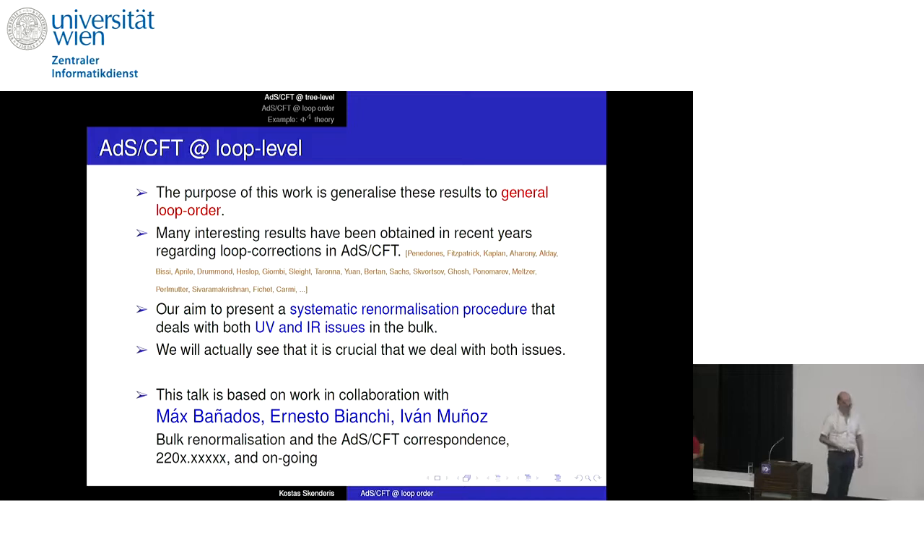So our aim here is to go to the bulk. All of this talk is going to concentrate on the bulk and present a systematic normalization procedure that deals both with UV and IR issues. And I want to emphasize that one really needs to deal at the same time both with UV and IR issues. It's not sufficient to just look at one or the other. And in some of the previous works, people mostly concentrated on UV issues.